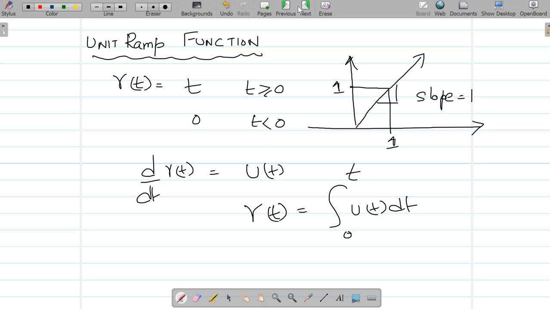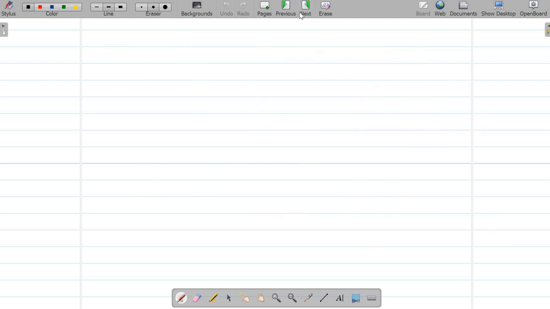Okay, so far we have seen 3 functions. Now let us see the next function, which is not a very important function, known as the impulse function. The fourth elementary signal is the impulse function, and it is defined as delta of t.